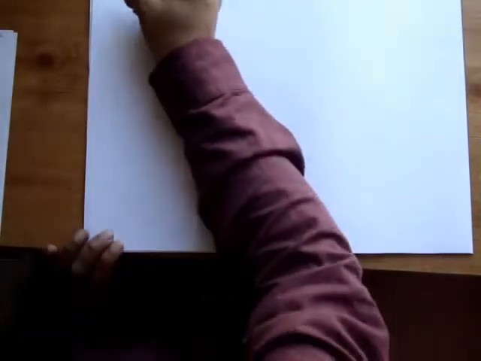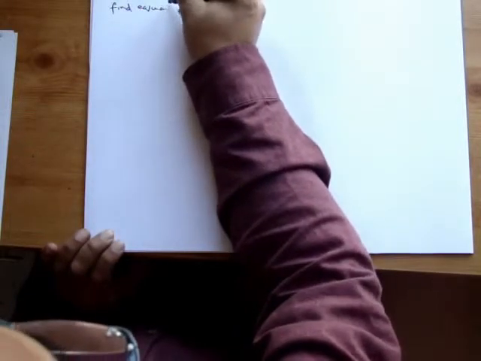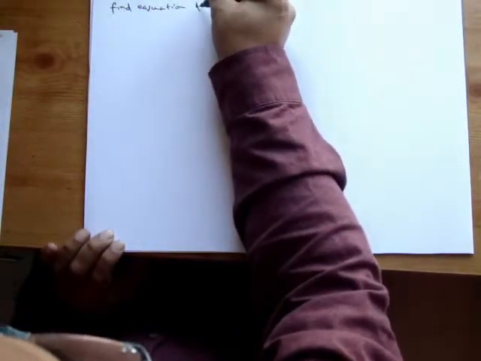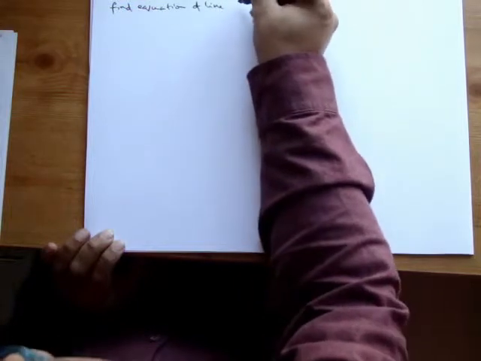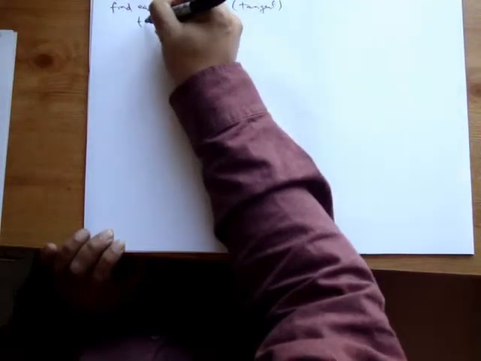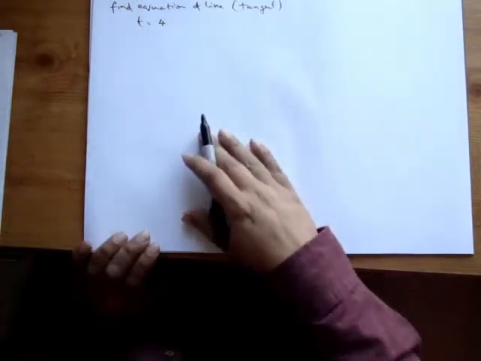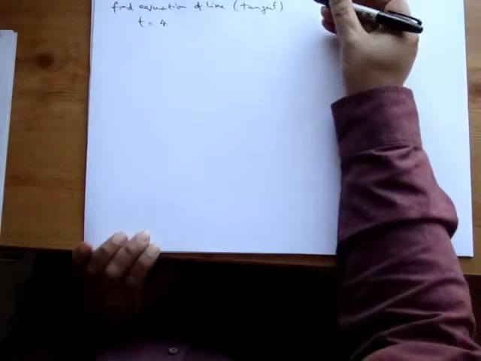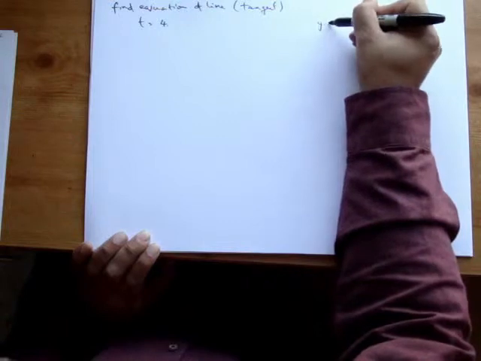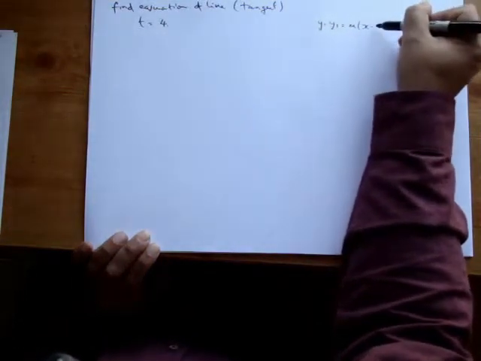Quite often we can be asked to find the equation of the line or the equation of the tangent. So find the equation of the line, tangent at t equals 4. The formula we use to find this is y minus y1 equals m(x minus x1).